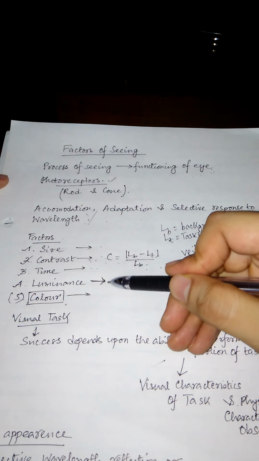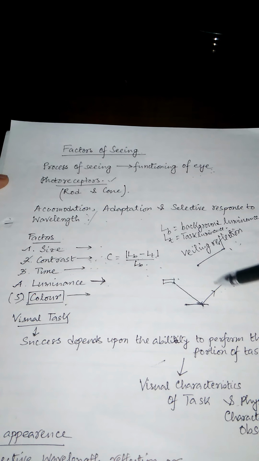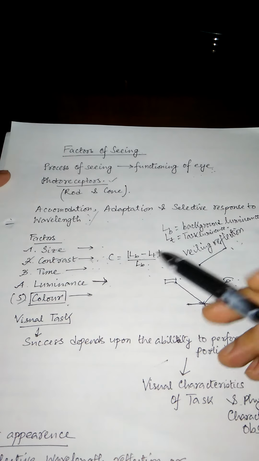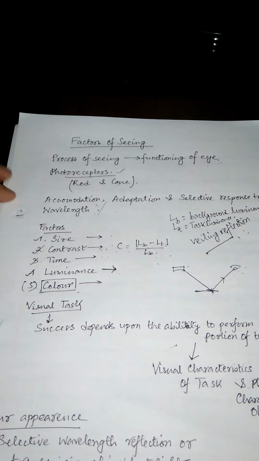So this luminance is very much important for the factors of seeing, whether we are considering road lighting or interior lighting or whatever it may be. So luminance is very much important. Now these are the factors of seeing.